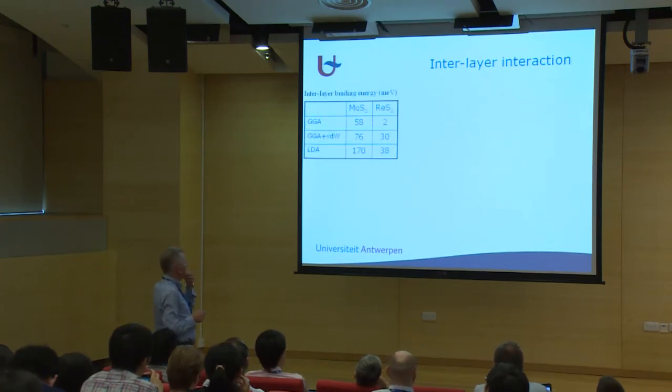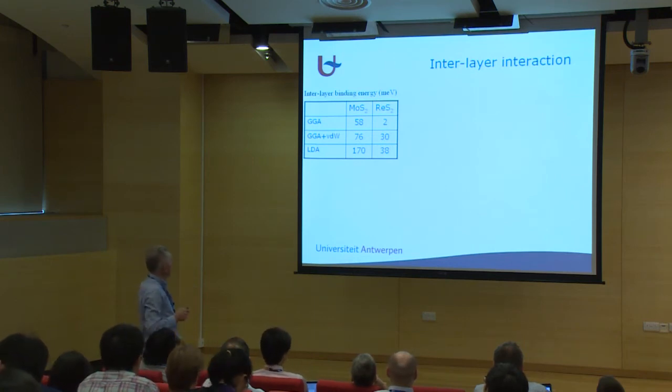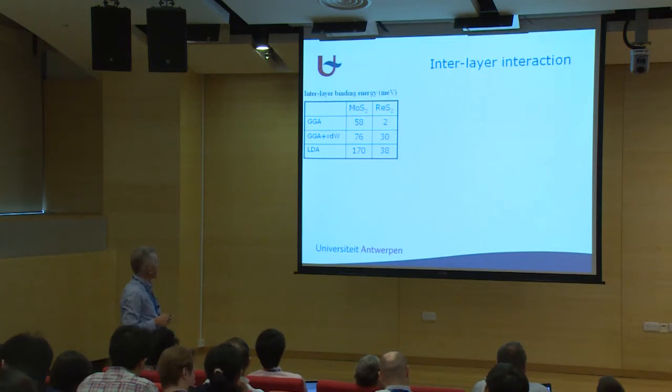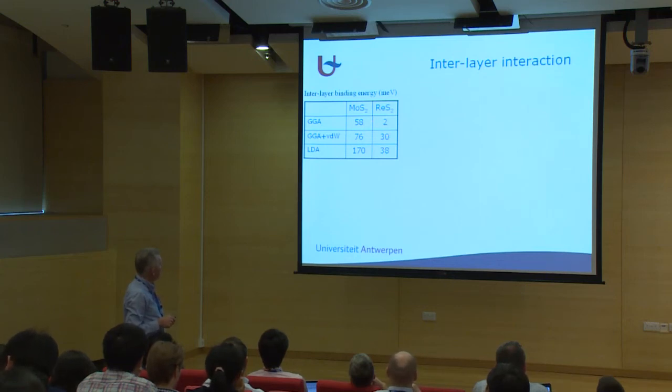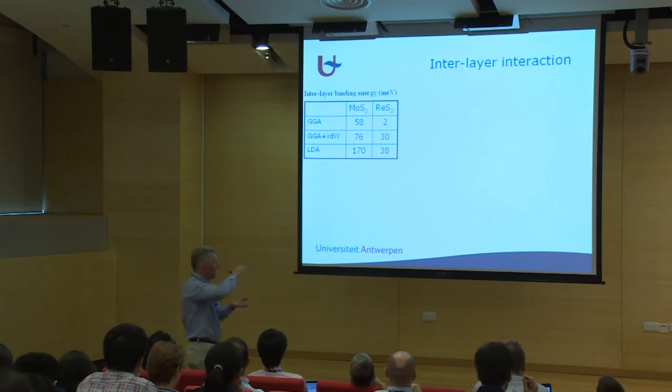Now, if you look at the interlayer interaction, so we take 2 of those layers, and we look at the interlayer binding energy in millielectron volt, also per unit cell, and we did the calculation for different exchange correlation functionals, you see that in rhenium disulfide this is much smaller, at least a factor of 2 to 3 smaller as compared with molybdenum disulfide. So those layers are extremely weakly van der Waals bound.